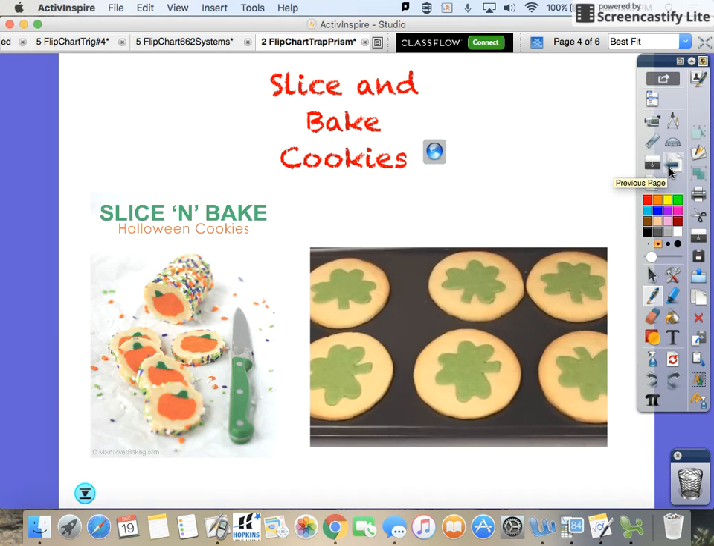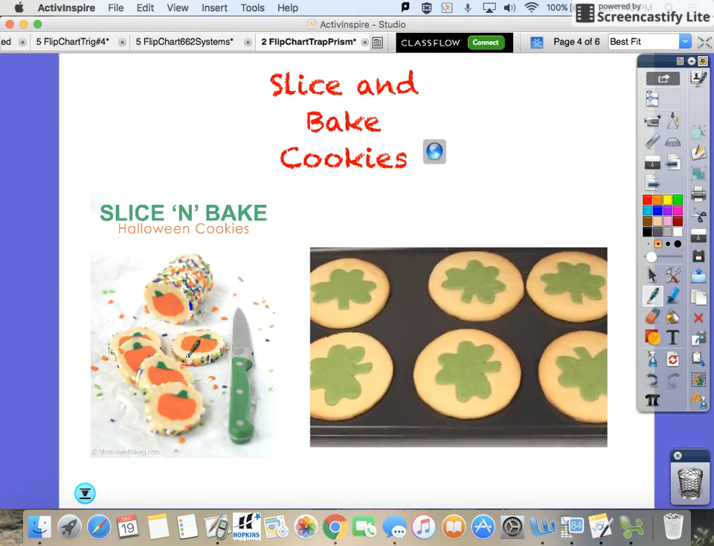So this is what slice and bake cookies look like. I'm sure you're familiar with them. You can buy them in a tube, and they just kind of look like a log of cookie dough, really. And then you slice off the cookies, you end up with things like this, you bake them, and they keep that same shape. So whatever shape, like these ones have the three-leaf clover, these ones have a pumpkin, whatever shape you started with, that's the shape you end with.